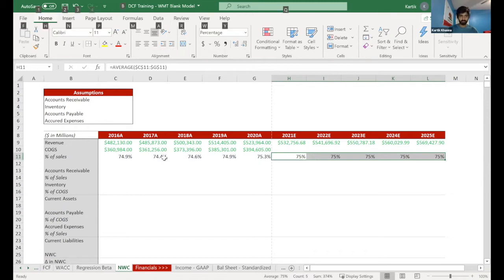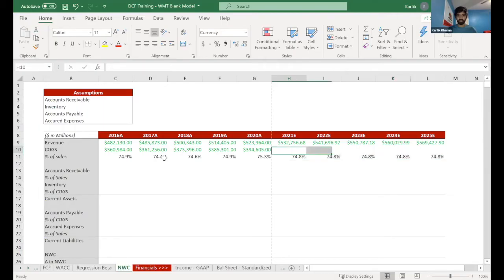Oops. And there you go. So now from here, we can project out COGS as 74.8% of each year's revenue. This works well, because if you think about it, now we're just projecting out, as revenue grows, how much will COGS grow by? And by tying COGS to revenue, which inherently is how it works, we get a pretty good estimate of that.